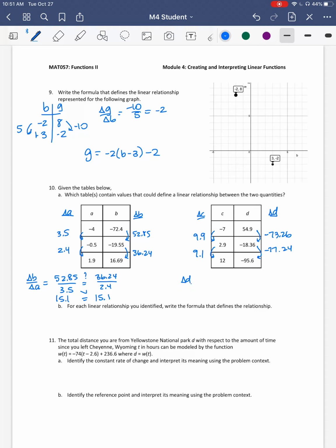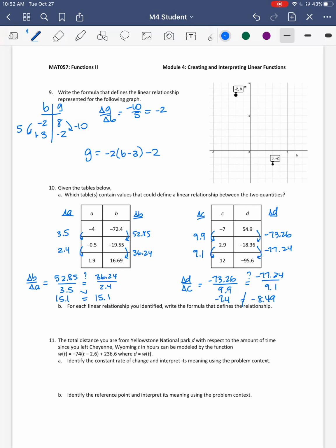For the second, same thing with my new ones. So negative 73.26 over 9.9. Is that equal to negative 77.24 over 9.1? I get negative 7.4 here, and I get negative 8.49 here. So those are not the same.